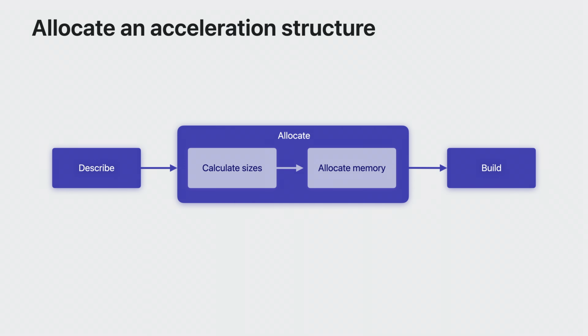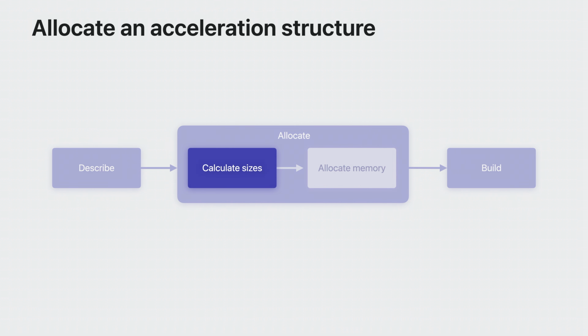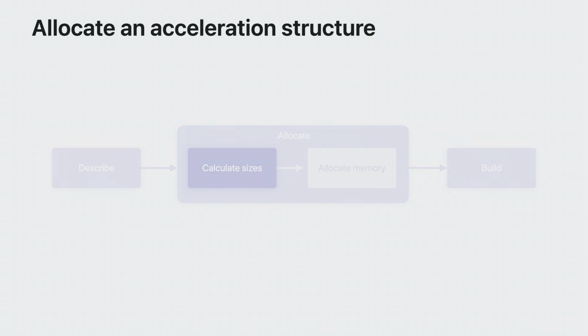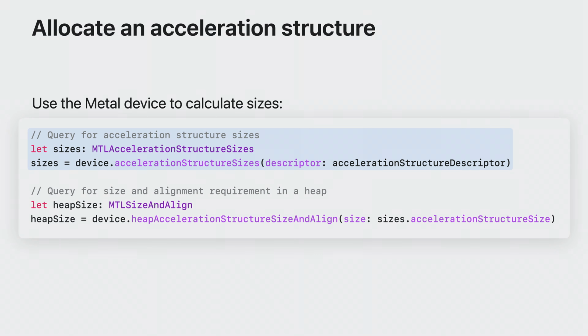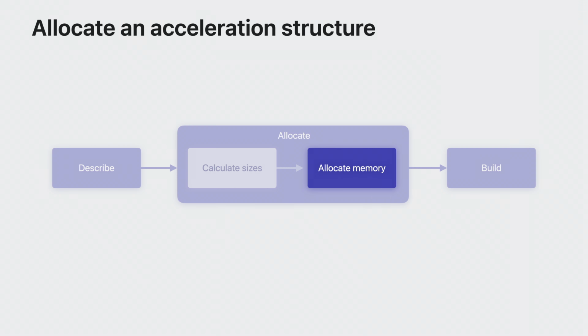This is a two-part operation. First, calculate the size of the objects needed for the build. The Metal device provides a method to calculate the required allocation size for an acceleration structure. Although it's possible to allocate storage for acceleration structures directly from the Metal device, allocating them from a heap will allow you to reduce resource management overhead later. The heap might have additional size and alignment requirements, which you can query using another method on the Metal device. With these sizes, you can now allocate memory to store the acceleration structure.